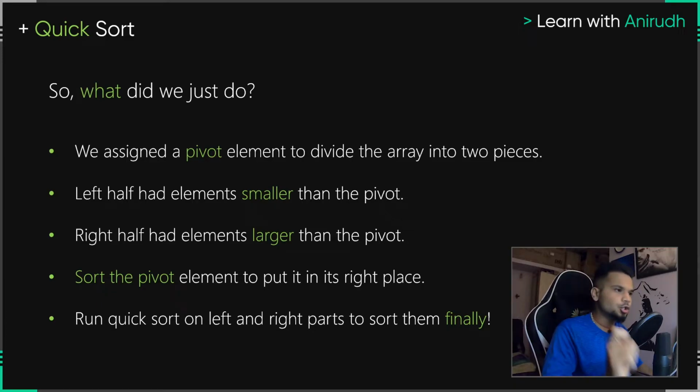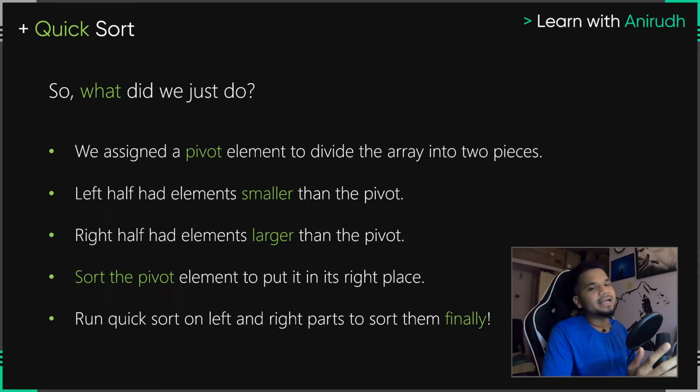Step number one, we had to choose a pivot element and we're going to be dividing the array into two pieces or two parts at that particular place. So all the elements that are lesser than the pivot element go to the left. All the elements that are greater than the pivot go to the right side, and after that we make sure that the pivot itself is in its correct place.